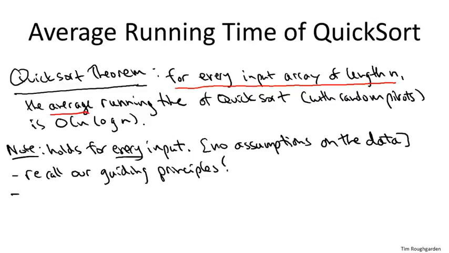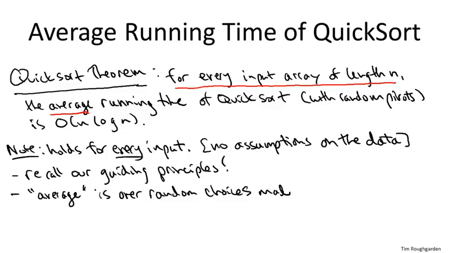Now, the word average does appear in this theorem, and as I've been harping on, this average is not over any assumptions on the data. We're certainly not assuming that the input array is random in any sense. The input array can be anything. So where is the averaging coming from? The averaging is coming only from randomness, which is internal to our algorithm. Randomness that we put in the code ourselves, that we're responsible for.